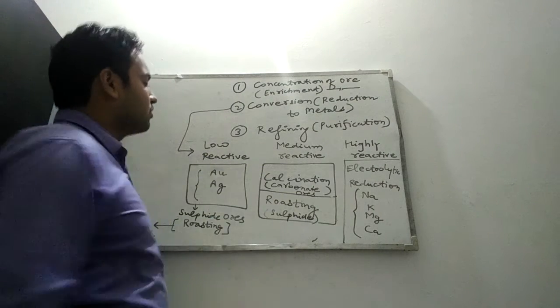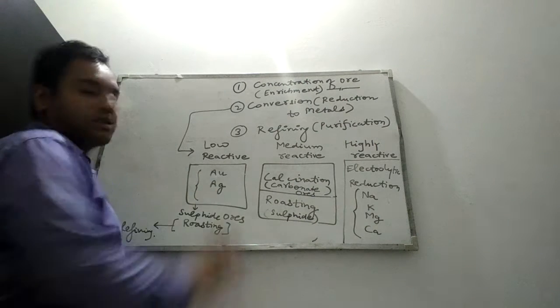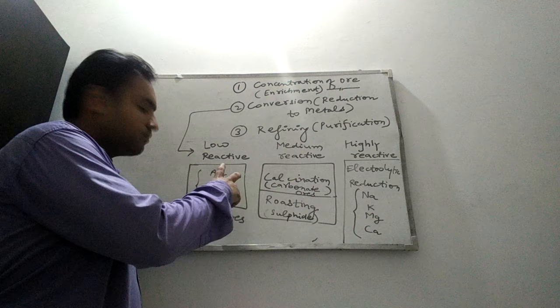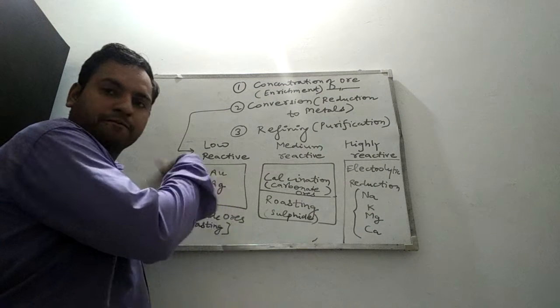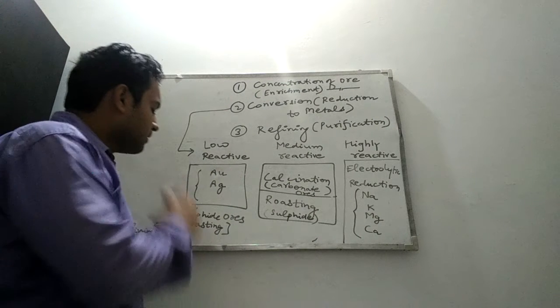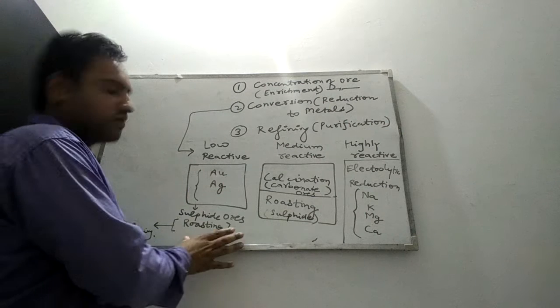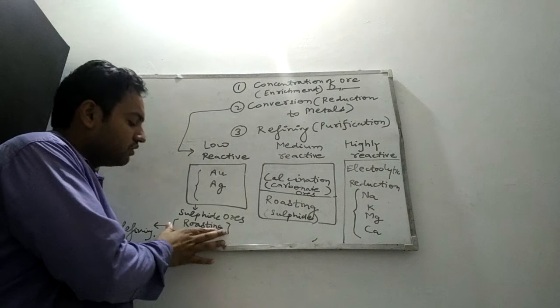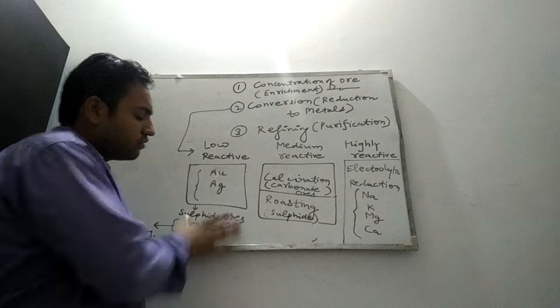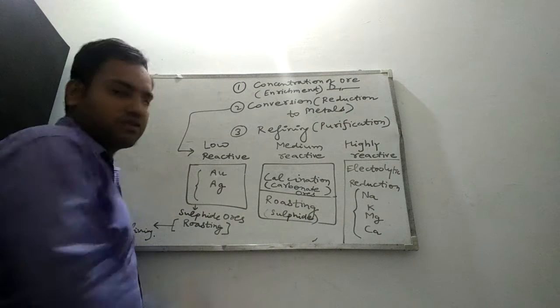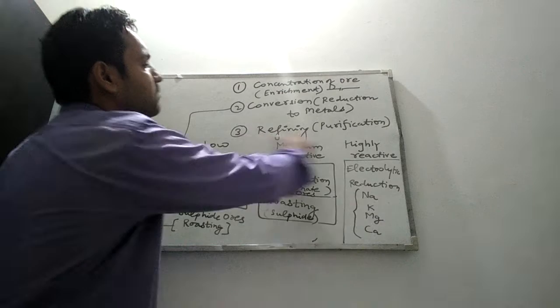If we talk about low reactive metals, least reactive metals like silver and gold, for these metals we are going to use the sulfide ores of these metals and then roast them, and then refining. Okay, the last step is refining.